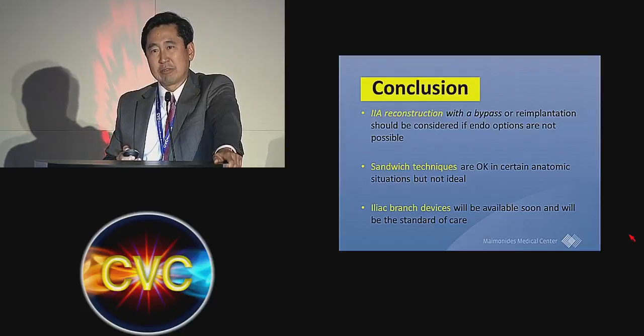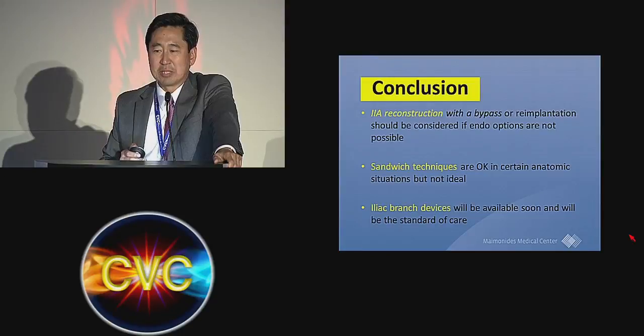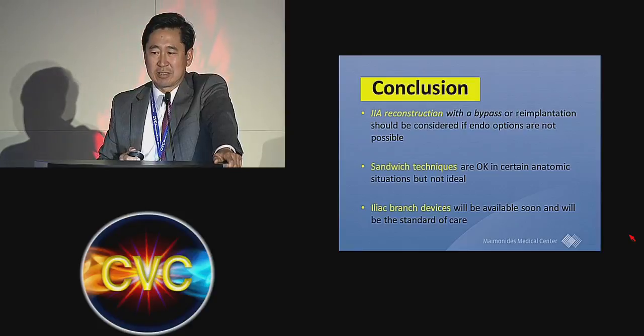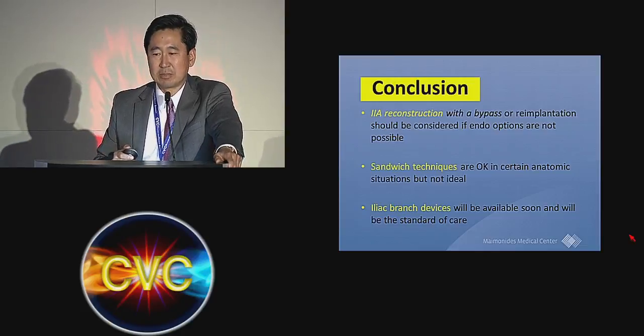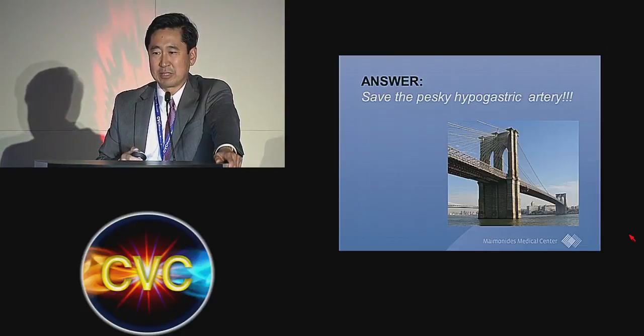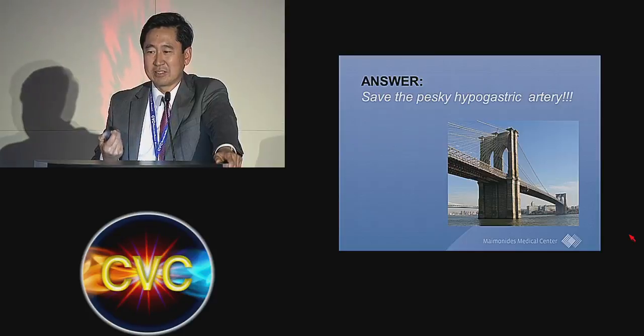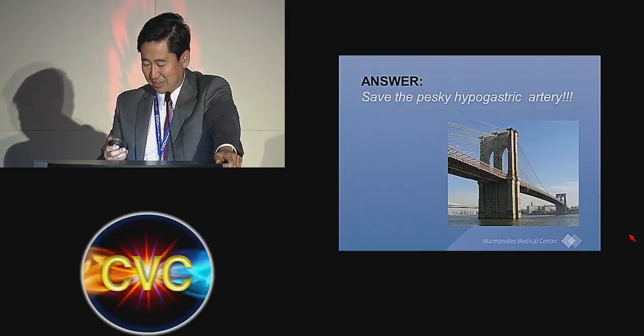Internal iliac artery reconstruction is definitely possible. It's a real pain in the neck to do, but they do stay open. I think they're definitely more durable than sandwiches. Sandwich techniques, again like chimneys, in my opinion are a temporary interim solution for this, and ultimately branch graft devices will be available. So the answer is, save that hypogastric, pesky as it is. Thank you.